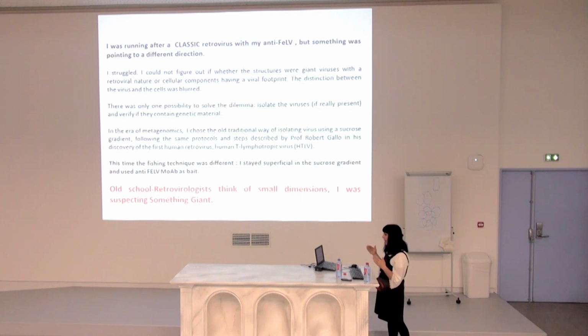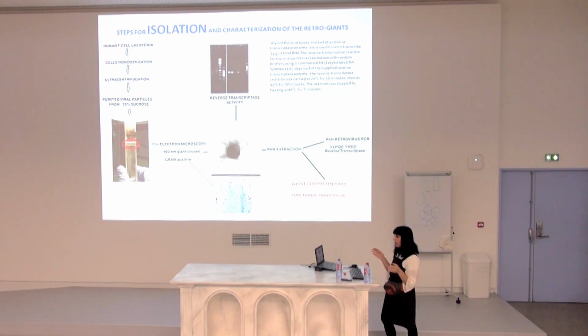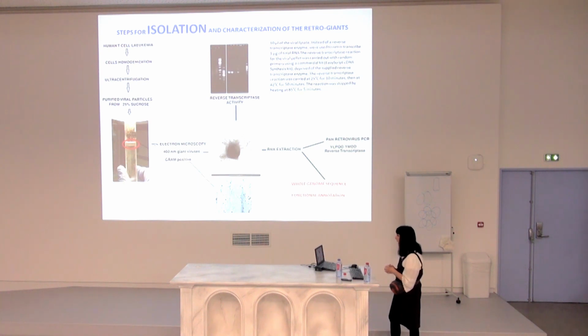But as I told you, this time I had a different strategy. All the school retrovirologists think of a small dimension, and I was suspecting something giant. That's pretty much what I have done. This work is really preliminary, but this is what I have done. Before, I was working on human tissues. This time I took the human T-cell leukemia, because they are cancer cells, they are T cells. And I remembered that at the time of the HIV discovery there was a big fight, because you needed interleukin-2 to grow and isolate the virus. We already had a transformed cell line, and we could place it in culture, harvest the virus, and do everything we could.